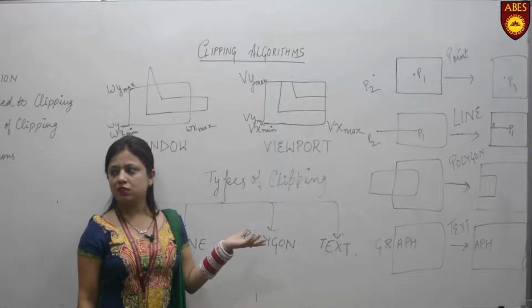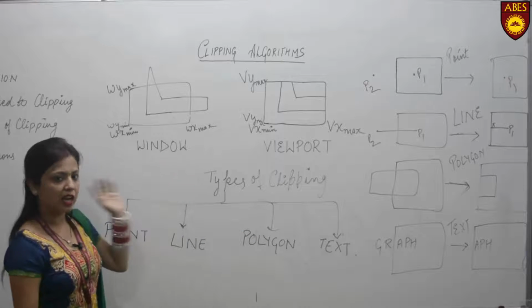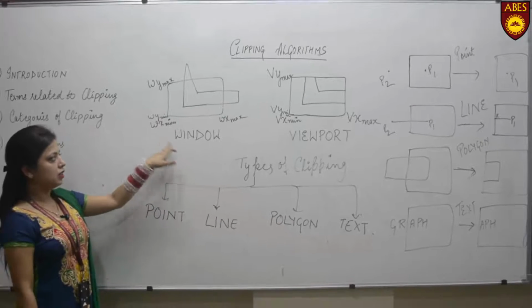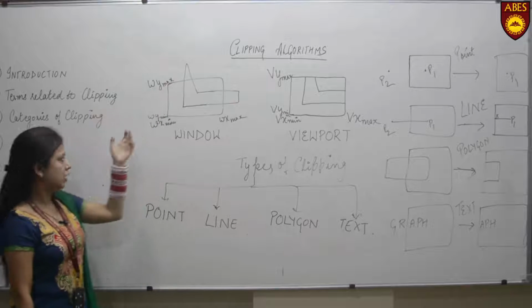Clipping is simply eliminating those parts of the image which are outside the bounding rectangle. I have defined the window with a world coordinate system that has x values and y values.